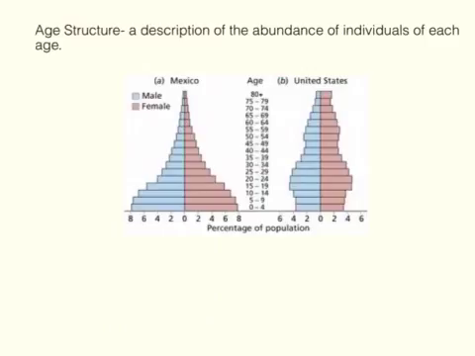This is the age structure, and this is just a graph of how much, or the percentage of each age group. And there's the United States right here. So this is the age structure for the United States, and this is the age structure for Mexico right here.